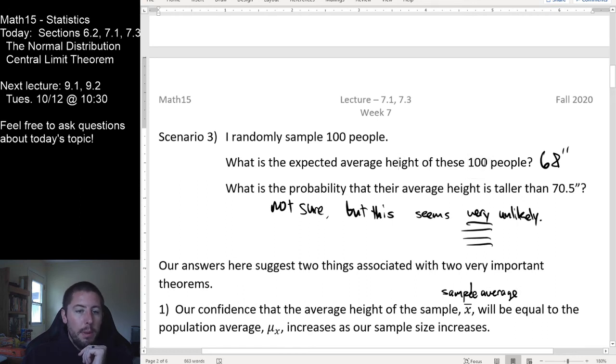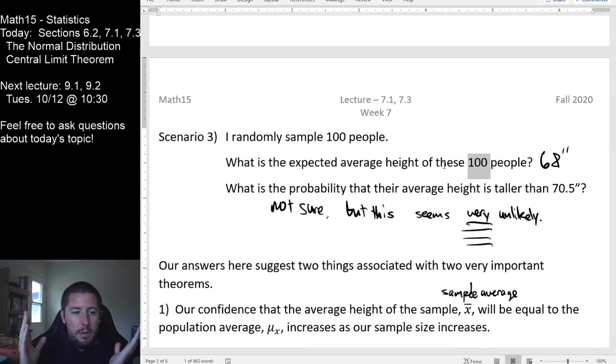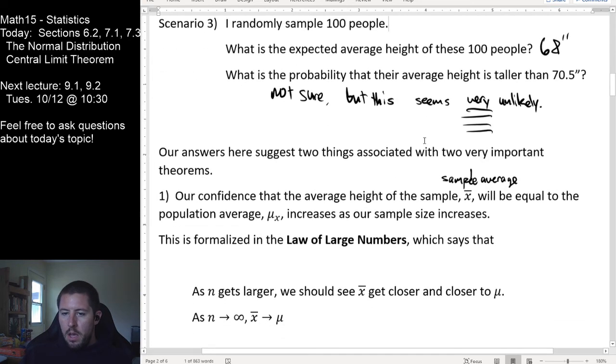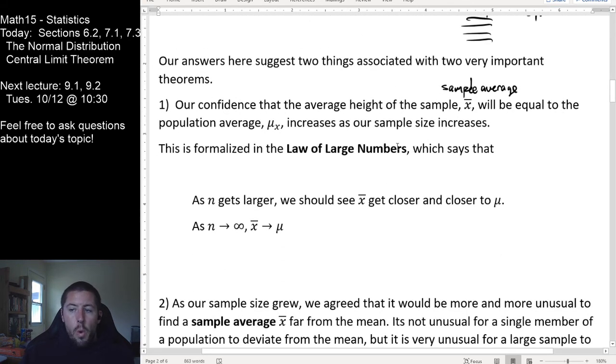So while there probably were some very tall people in here, they were probably canceled out, average-wise, by there also being some very short people in here. That's just how normal distribution works. It's equally likely to see unlikely events in each direction, right? We have a symmetric distribution. So that's kind of our statement number 1.